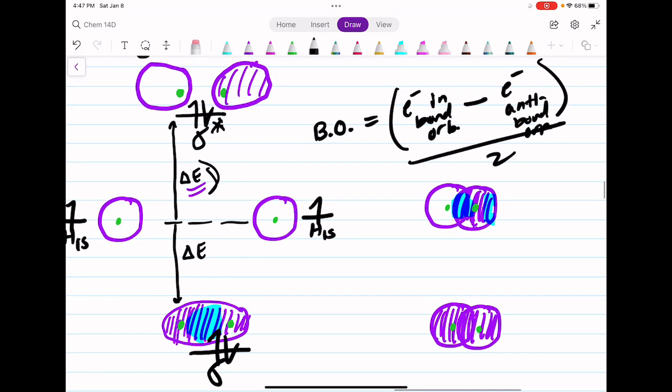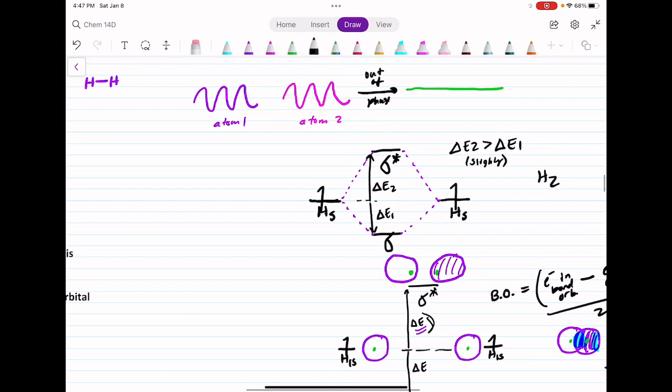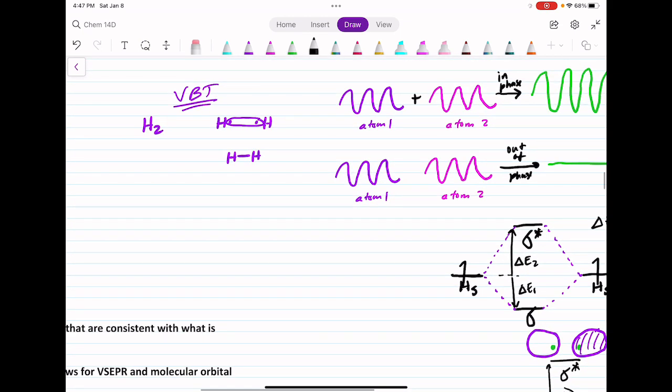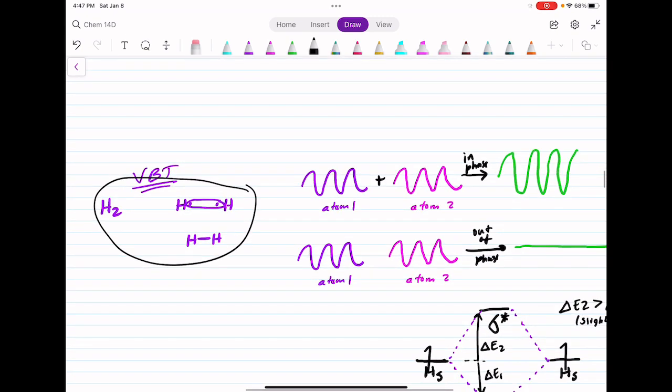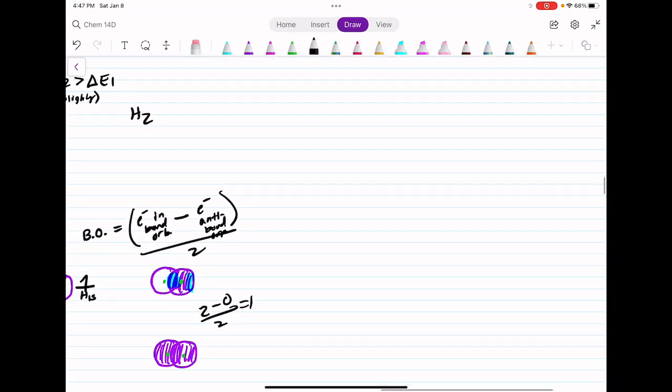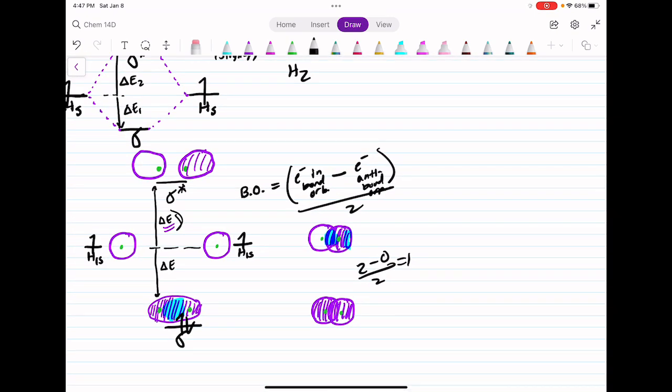So if we look at the hydrogen 1s before I added these electrons, we would have gotten 2 electrons in the bonding orbital minus 0 in the anti-bonding, divided by 2. It gives us a bond order of 1. And that's consistent with what we got from valence bond theory somewhere over here, certainly in a much, much simpler fashion, but we arrived at the same answer.